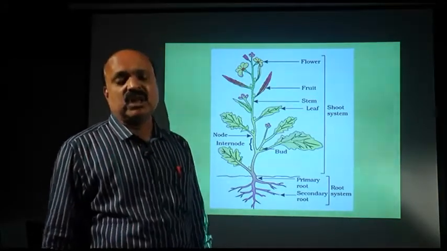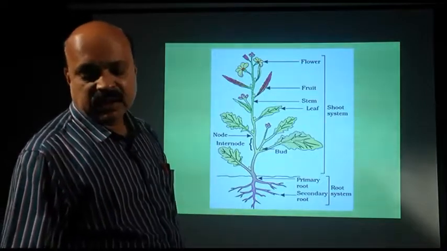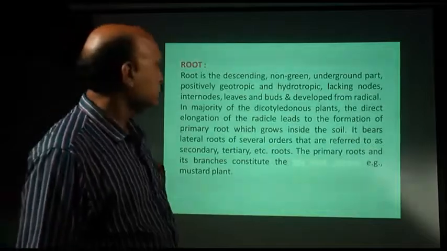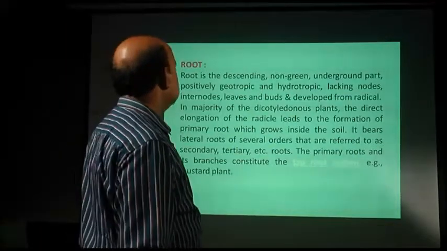Then definitely flower will be produced as it is a flowering plant. After fertilization we will get the fruit, and inside the fruit we will get the seed. So now we will start the root.